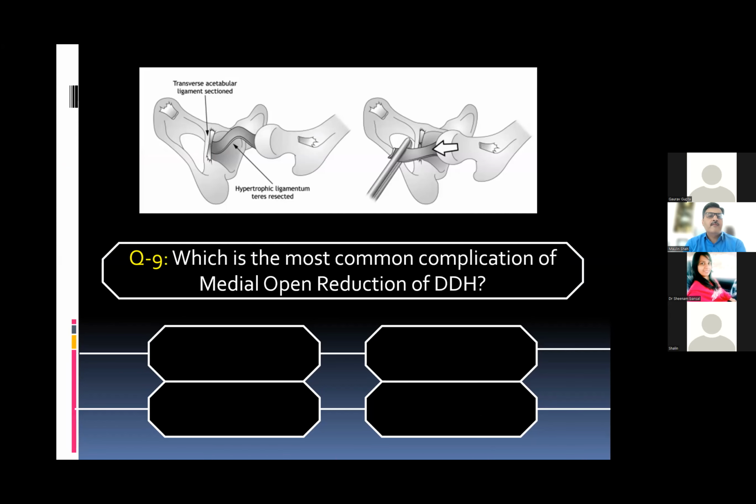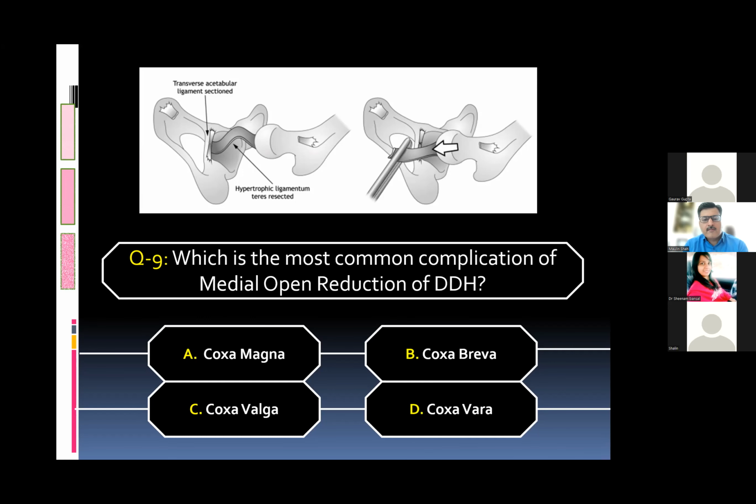Next question, which is the most common complication of medial open reduction of developmental dysplasia of hip? First is coxa magna, coxa breva, coxa plana, coxa vara. Dr. Salil Upasani from San Diego discussed medial open reduction DDH. I should know this answer.